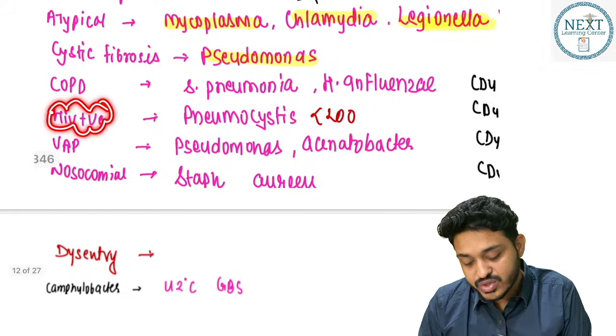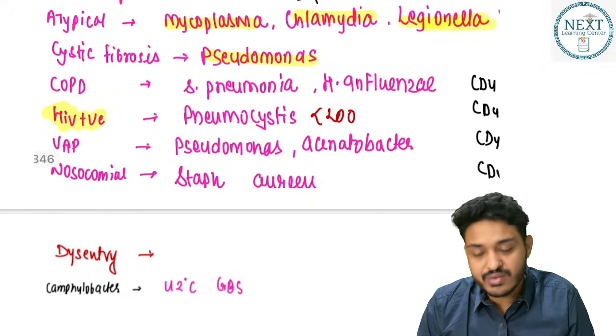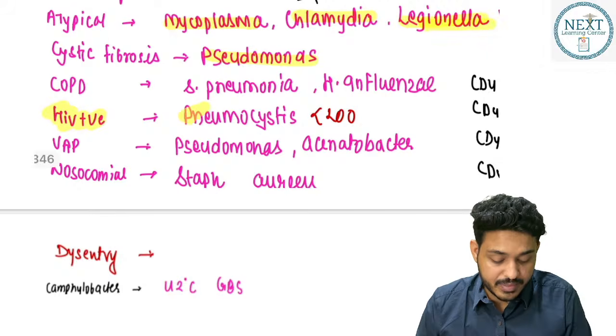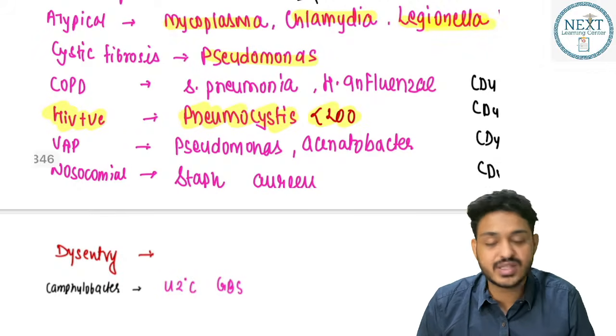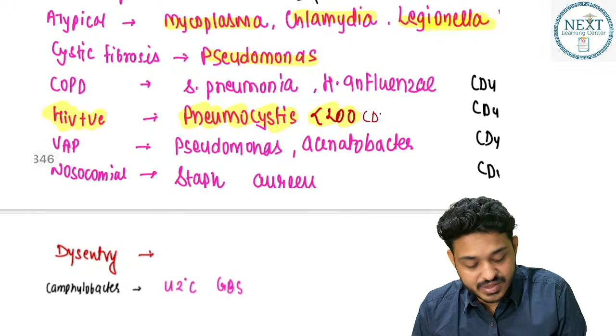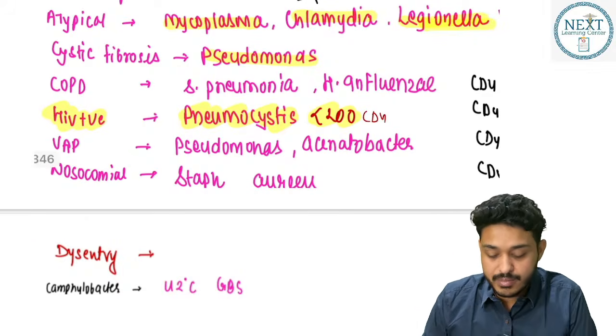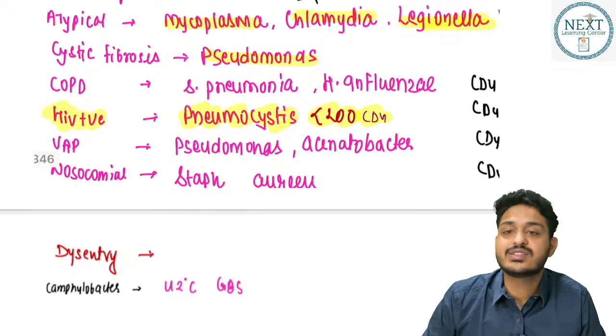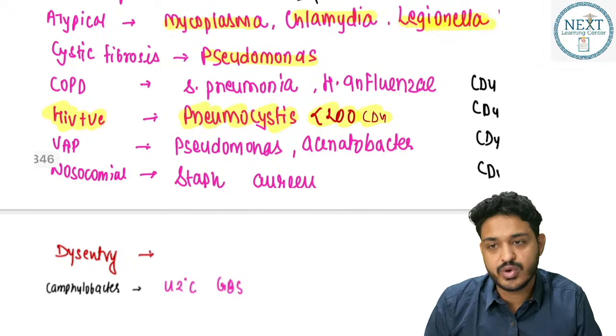An HIV positive patient coming to you with symptoms of pneumonia, very, very important question, multiple times repeated: Pneumocystis jirovecii pneumonia. If the CD4 count is around 200, definitely you need to mark Pneumocystis jirovecii pneumonia.